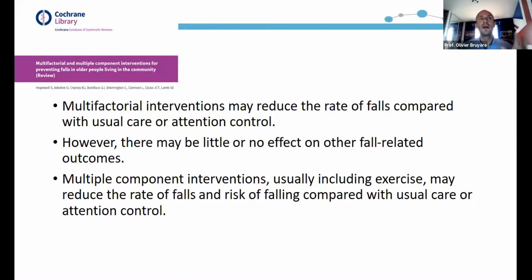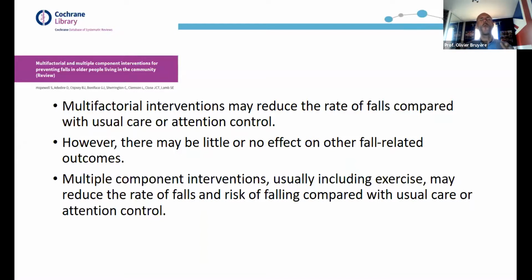So let's be clear, here if we focus on different factors, we are also able to reduce the falls of the patient. And once again, we need to include exercises. So it's good to have a focus on different factors of falls. However, we still need to have the exercise therapy.